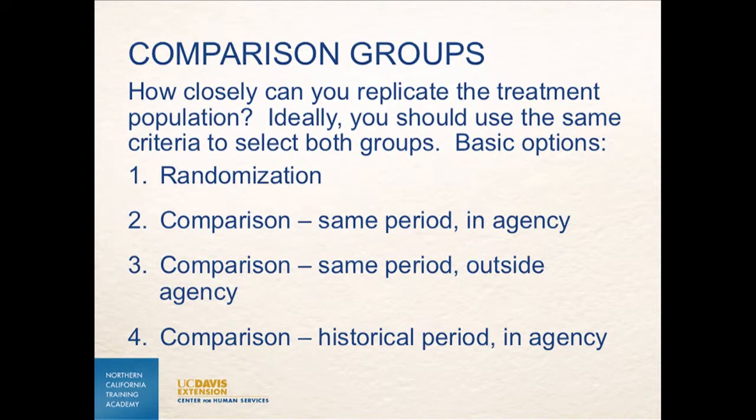Critical to the design of an outcome evaluation is the ability to replicate a comparison population using the same criteria by which the population is chosen to receive the treatment. Here are the 4 basic options. We'll add one more before the end of the session.